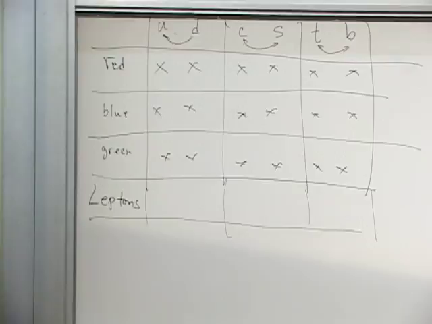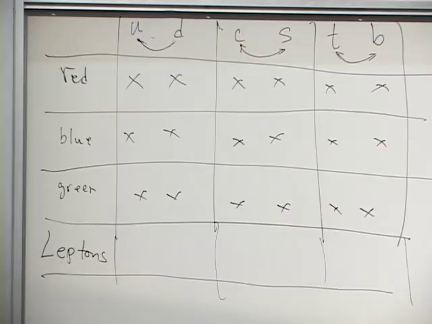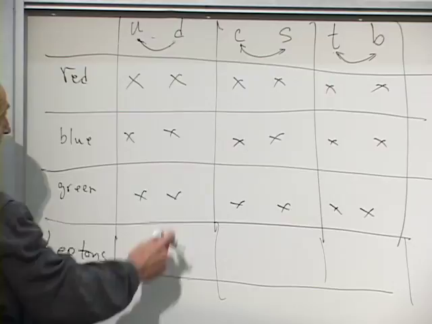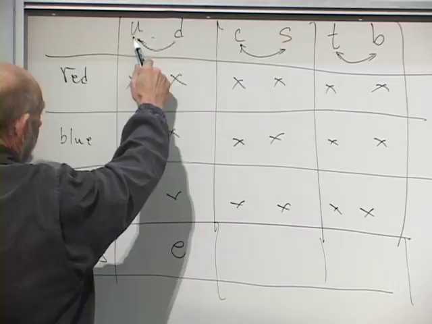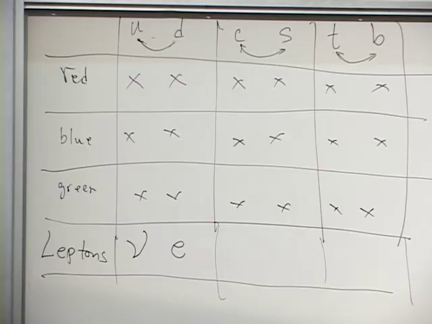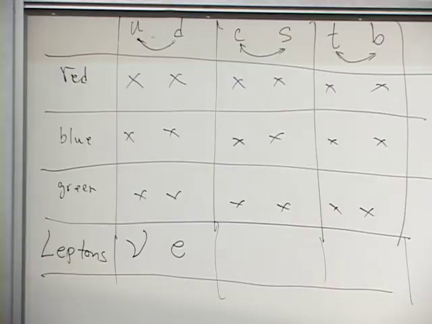But what are the leptons? In the first column here, analogous to the up and the down, there is the electron. The electron is a lepton. But its partner is the neutrino. But there are different neutrinos. There's not only one neutrino. This is called the electron neutrino.